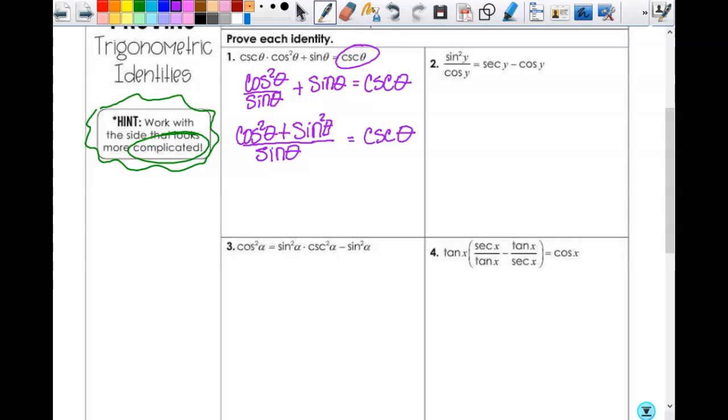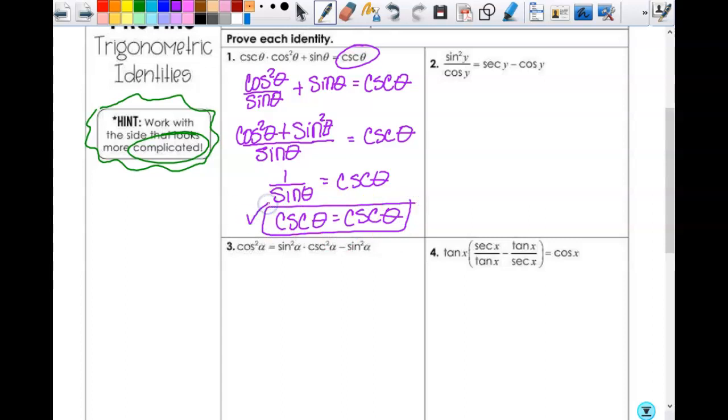Yeah, okay. All right, so now, what can I substitute? 1. Cosine squared plus sine squared is 1. So this is 1 over sine theta equals cosecant theta. And what's 1 over sine theta? Cosecant theta. So I get cosecant theta equals cosecant theta, and I am done.